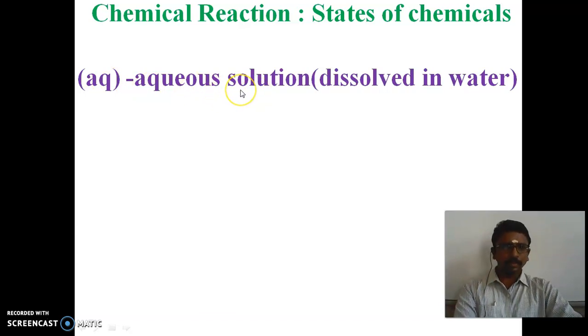Aqueous solution is nothing but a substance which is dissolved in water. The substance which is dissolved in water is known as an aqueous solution. For example, let us take sodium chloride. So what is the formula for sodium chloride, children? What is the symbol for sodium? Na plus. The valency for sodium is plus 1. So the sodium formula is Na plus. And for chloride, Cl minus.